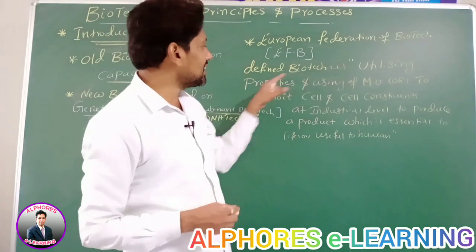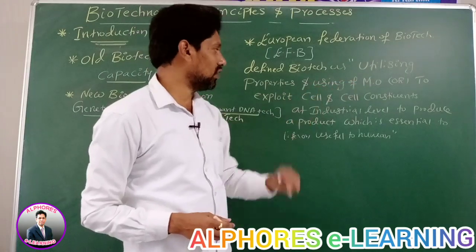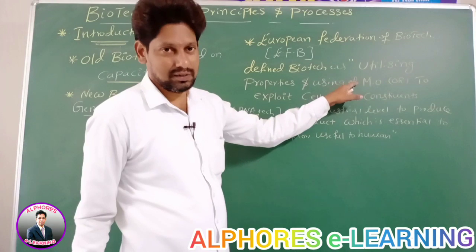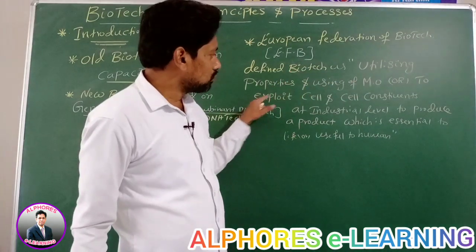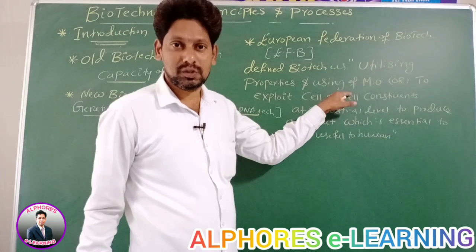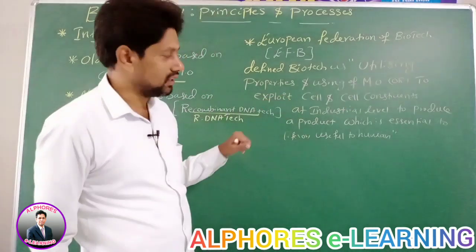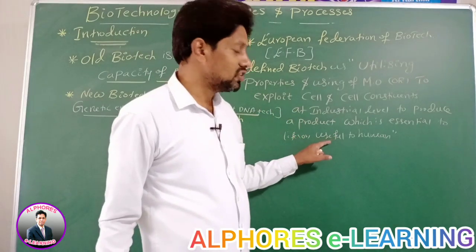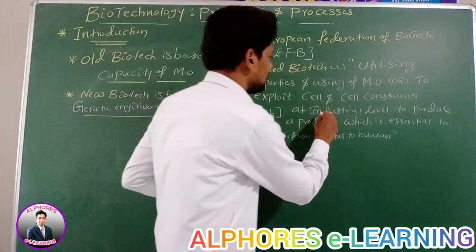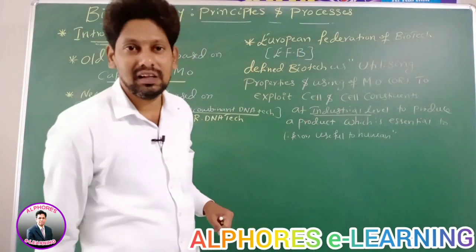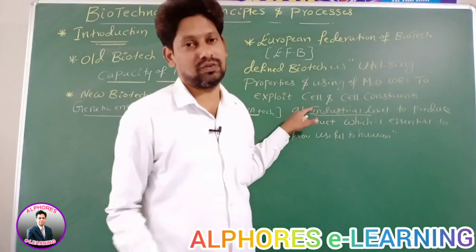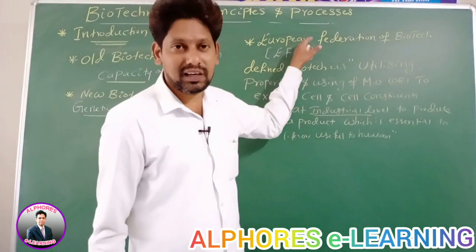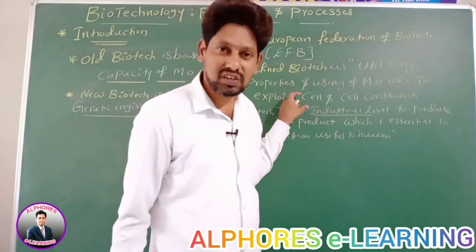Utilizing properties and uses of microorganisms, or to exploit cells and cell constituents, to produce a product which is essential to life or useful to humans on an industrial level. Industrial scale means large quantities, in large amounts. Is this statement okay? This is a definition given by the European Federation of Biotechnology.